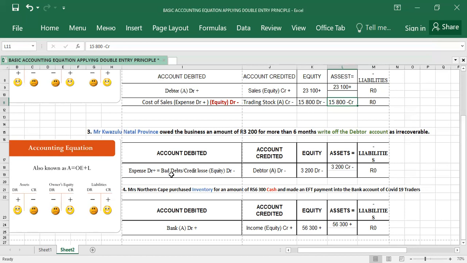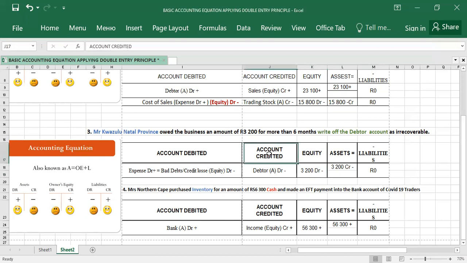And we all know that expenses increase on the debit side. But as much as expenses increase on the debit side, what is happening with our owner's equity? Owner's equity account decreases on the debit side. So we will have to debit our expense account, and we know that expense decreases our owner's equity. That's why we have a minus. You have to know your rules.